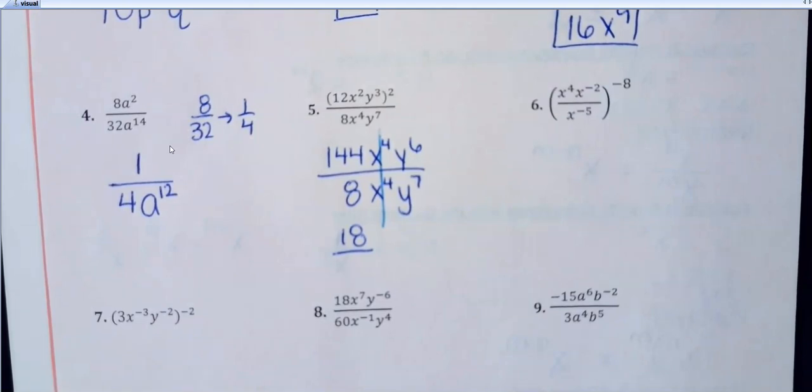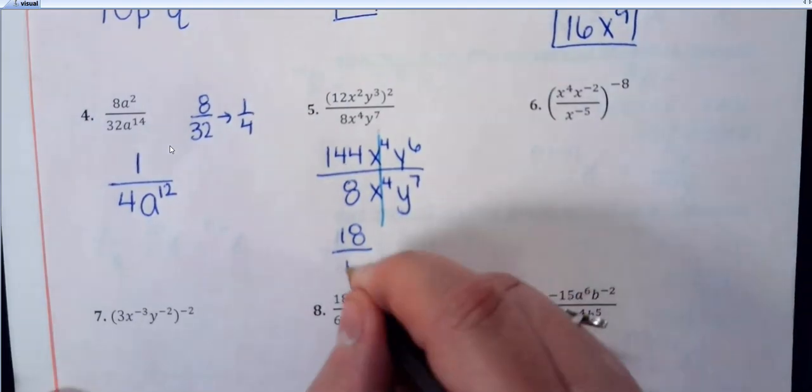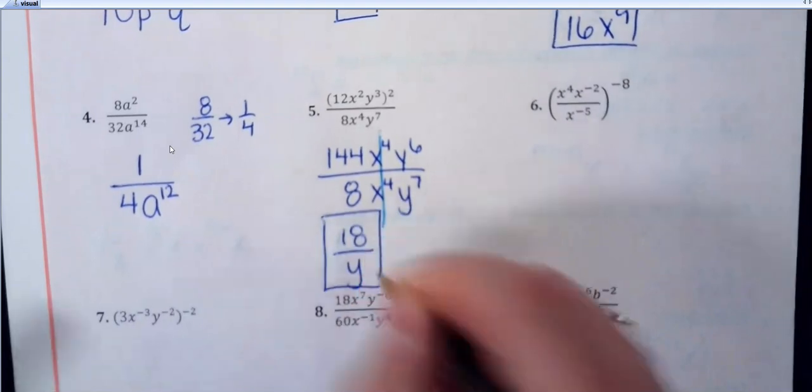Where do you have more y's, the top or the bottom? How many more? Just one more, so this would simplify. You would just have 1 y left on the bottom, so 18 over y would be the answer there.